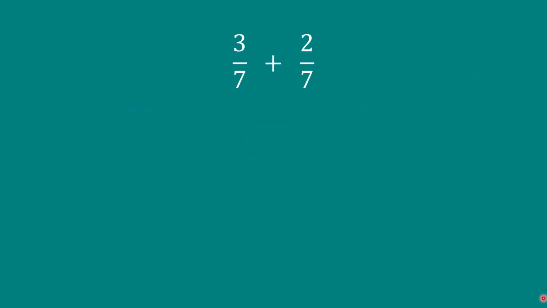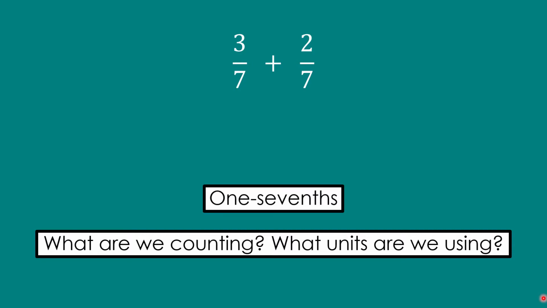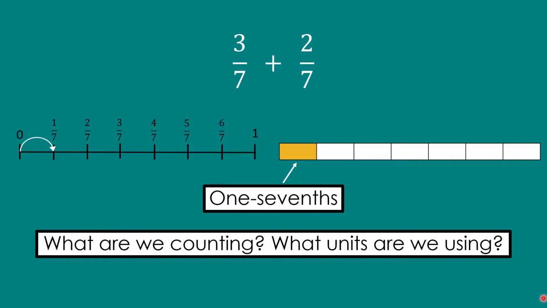Another example. 3/7 plus 2/7. Now, what are we counting this time? What units are we using? The units are 1/7. We're counting 1/7, aren't we? We're counting these. Isn't that right? Or these. That's 1/7 of the whole bar, the whole rectangle. Isn't that right? So we're counting 1/7.